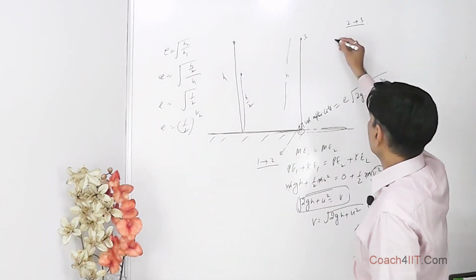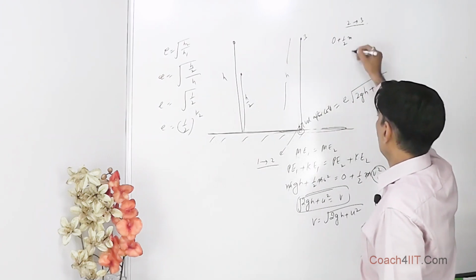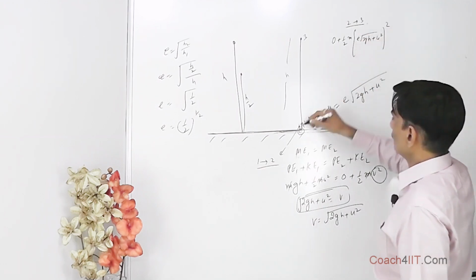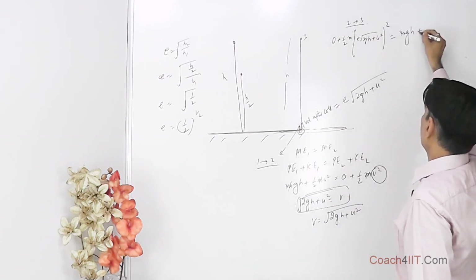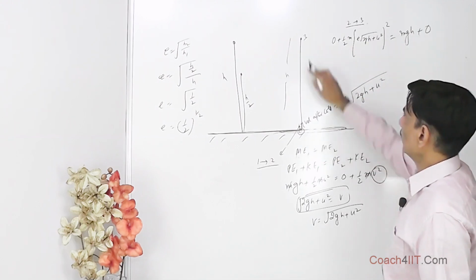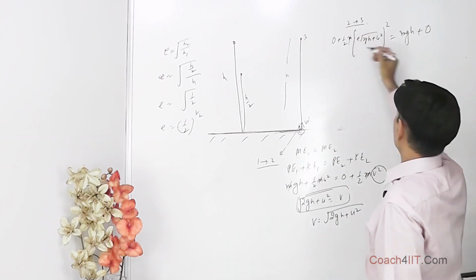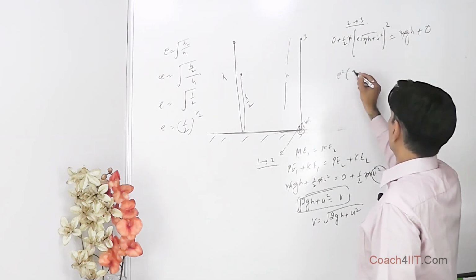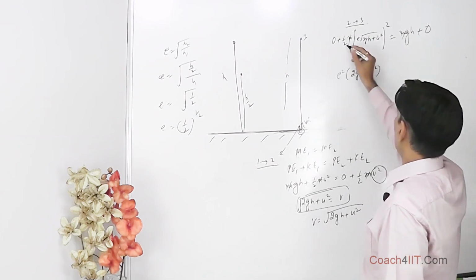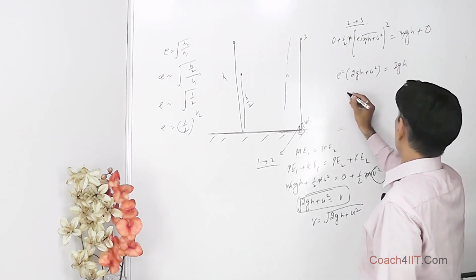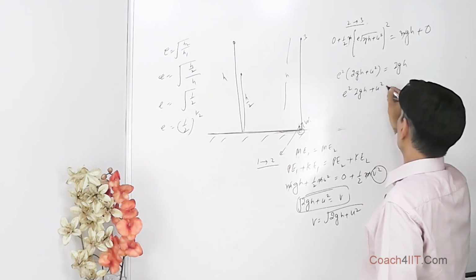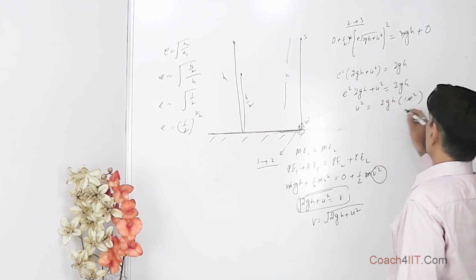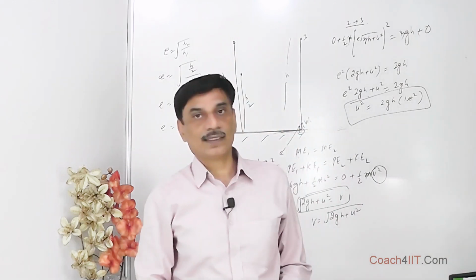So from 2 to 3, potential energy 0 plus kinetic energy half m times the velocity square, where the velocity is e under root 2gh plus u square, is equal to potential energy mgh plus kinetic energy 0. The m and m get cancelled. So when you square it, we can take 2 over here, and it comes out to be e square times 2gh plus u square is equal to 2gh. So u square comes out to be 2gh times 1 minus e square. This is the velocity that should be given so that it rises to the same height.